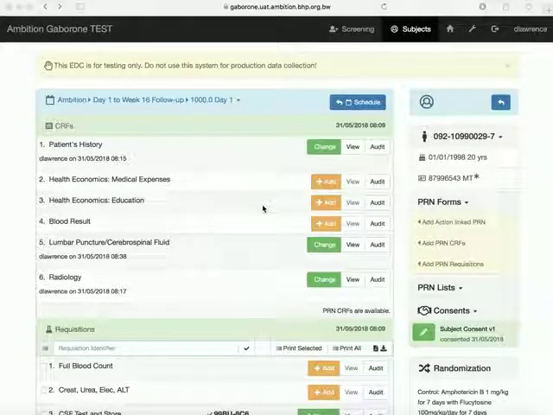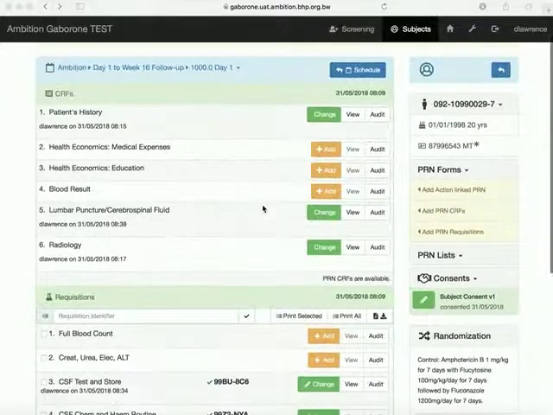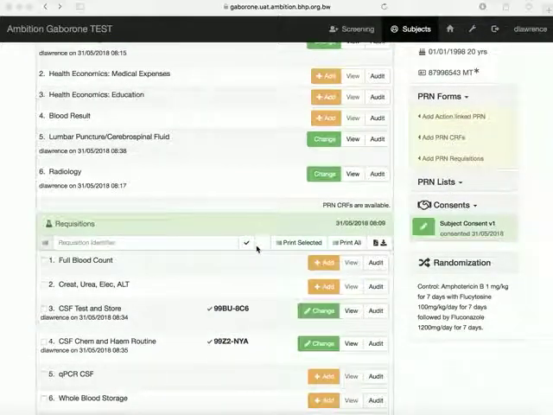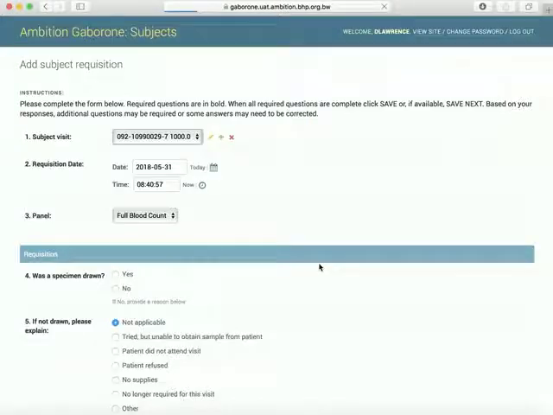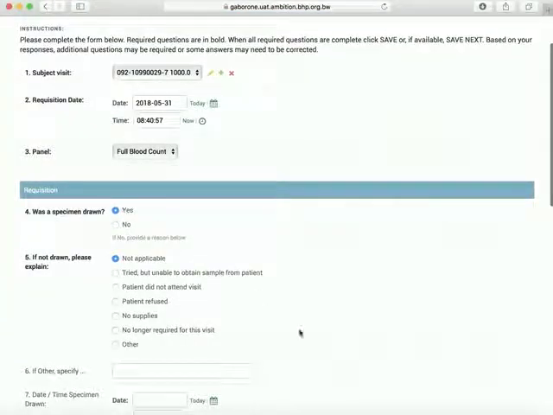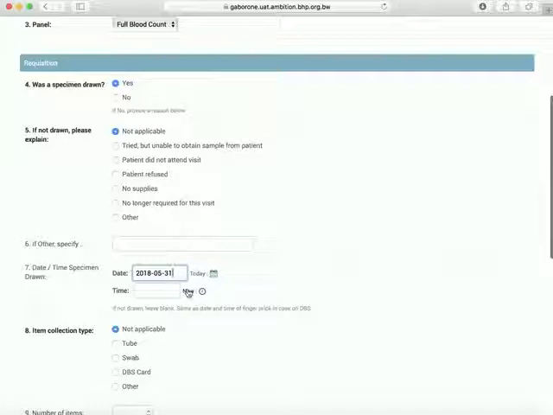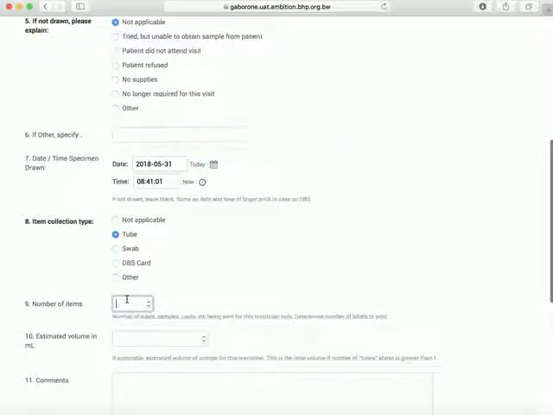Now I'll show you how to complete some of the requisitions for the blood results, generate a PRN requisition, and enter results into the blood results. So for my routine monitoring, I'll have a lot of full blood counts and a lot of biochemistry. So I'll just quickly fill in the requisition for those samples.